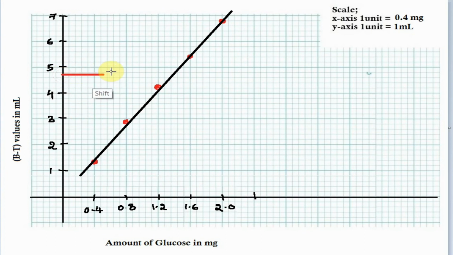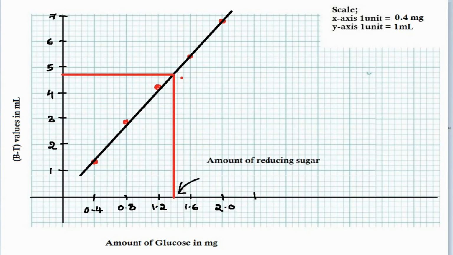Let us draw a straight line parallel to the x-axis from the y-axis point 4.7 so that it touches the graph at some point, and from that point let us draw a straight line perpendicular to the x-axis to obtain the amount of reducing sugar. So this is the amount of reducing sugar present in 1 ml of the given solution. Using that value, we are going to calculate the amount of reducing sugar present in 100 cm cube of the solution.